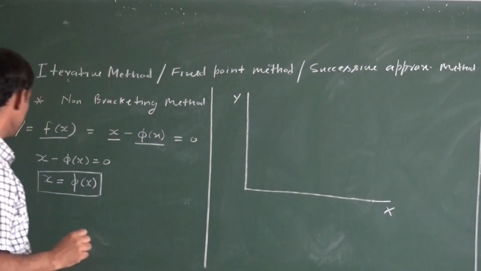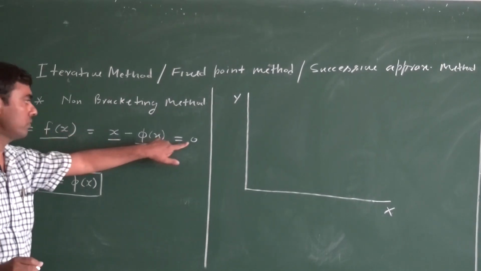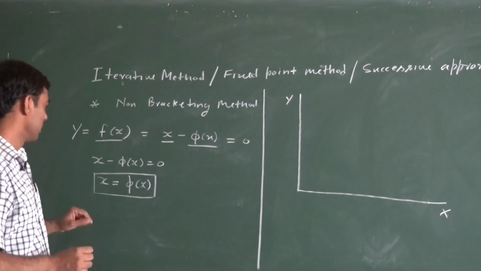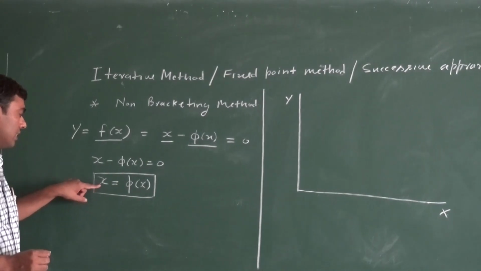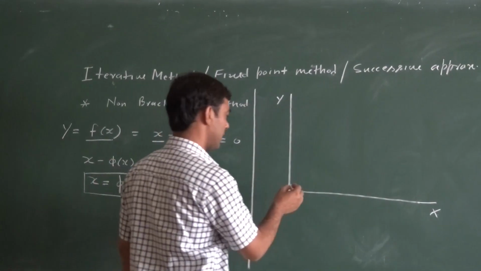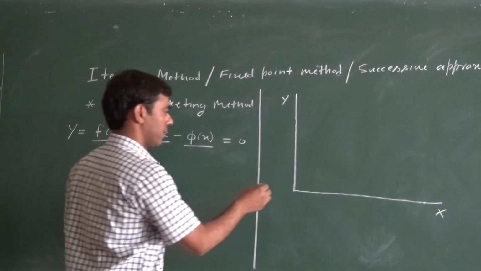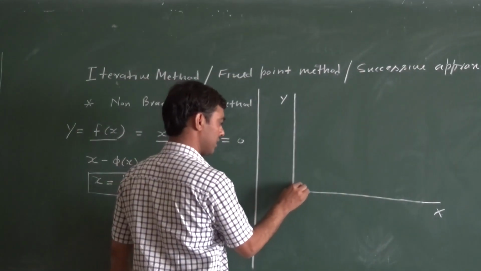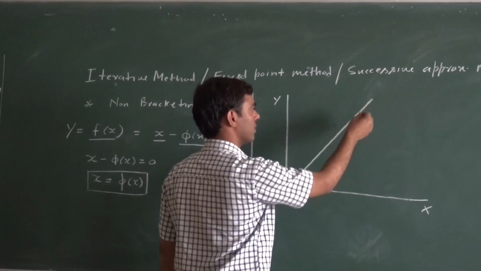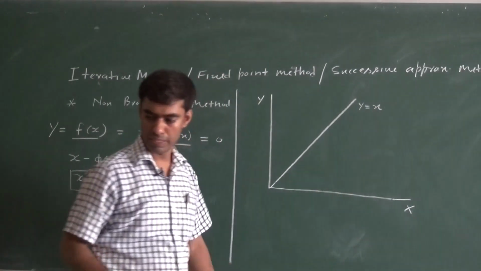So, if alpha is the root, then f(alpha) equal to 0. What is the meaning of this? Alpha equal phi(alpha). So, here there are two functions, x and phi(x). If we plot y equal x and y equal phi(x), then y equal x is a straight line.